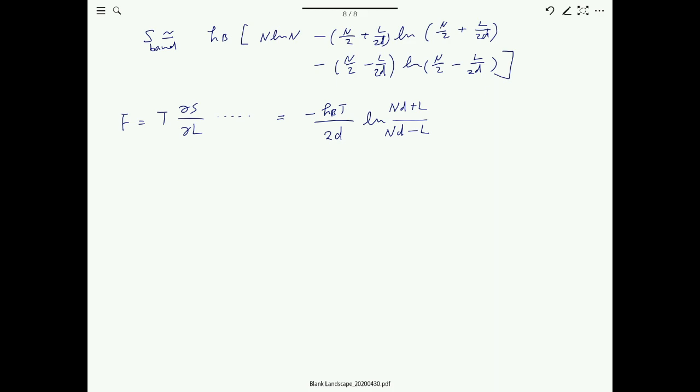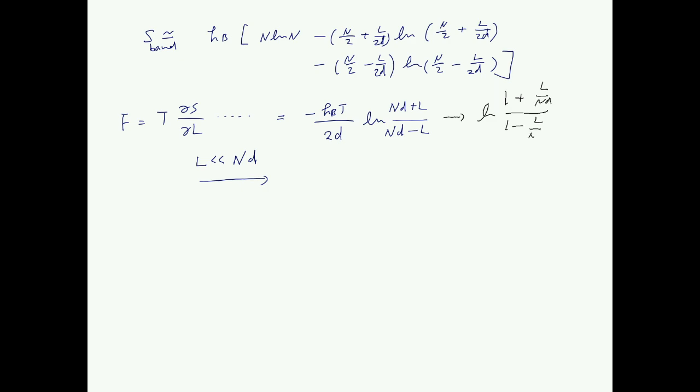Basically I can consider the limit where my total length is much smaller than the maximum possible total length, which is capital N multiplied by D. Then I have log of 1 plus L divided by ND over 1 minus L divided by ND, and I can treat L divided by ND as a small number. Then what I get is approximately kBT divided by 2D.